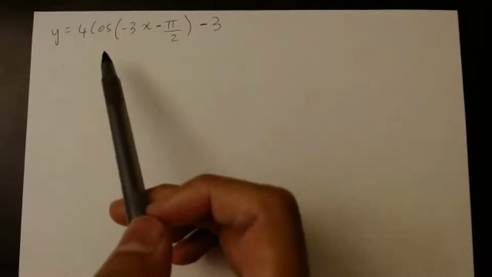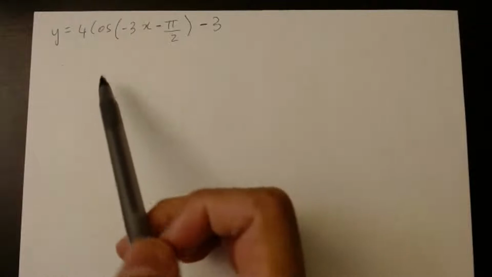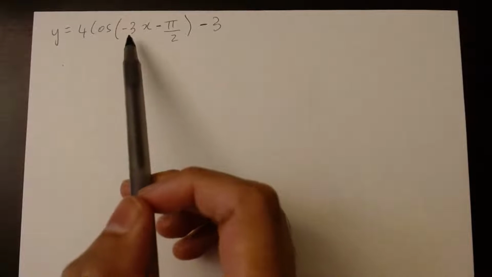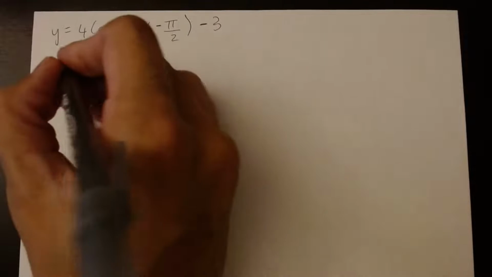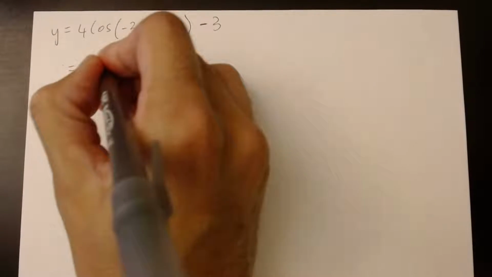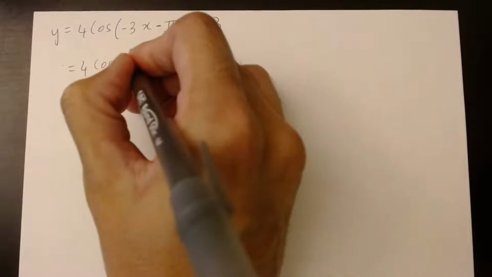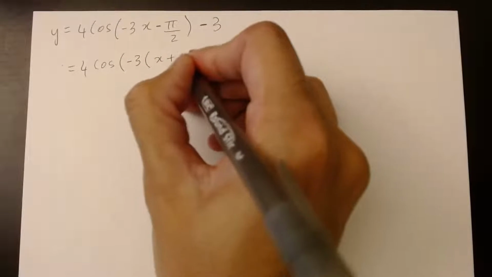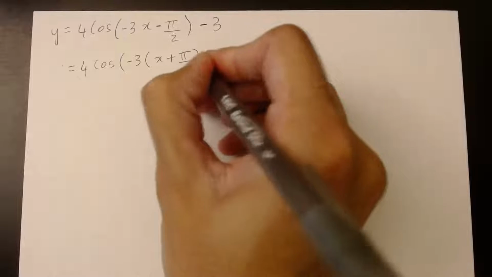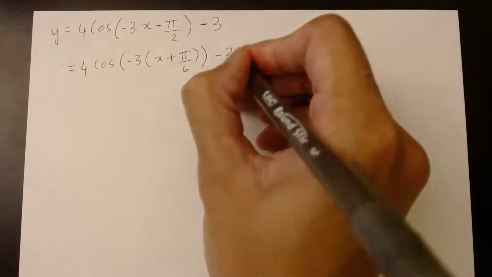All right, so we are going to sketch this cos function in this video. The first thing I want to do is, if I have a k value and a d value, I want to make sure my k value is factored. I'm going to factor out a -3 over here, and I'm left with x plus pi over 6 inside the bracket.